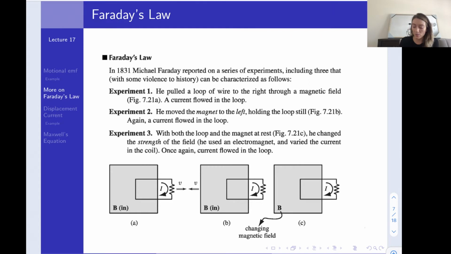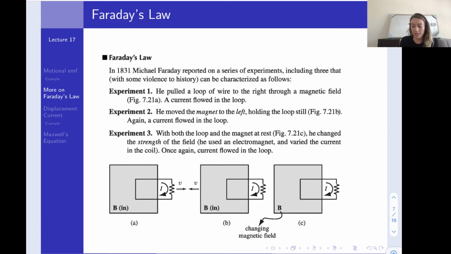The first thing he did was what we just saw, which was the motional EMF setup. So he had some magnetic field here. We have some constant magnetic field going into the page. And he took a loop of wire that had some resistance to it, and he moved it over the magnetic field and then moved it out of the magnetic field. And he would see that as it entered the magnetic field, a current would flow. So that's one thing he did. He moved a wire into and out of a magnetic field.